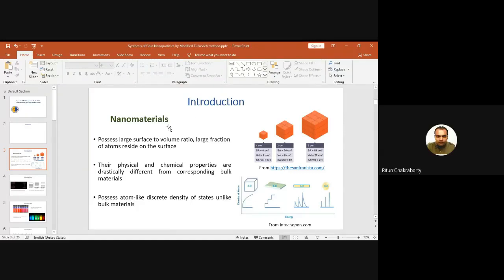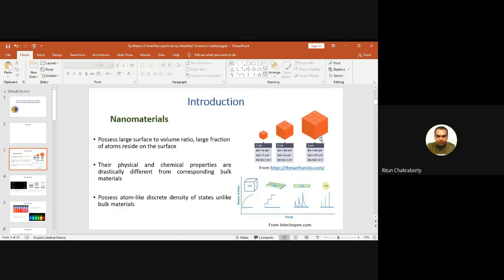Okay, so here we have nanomaterials, and here some characteristics are written, or why nanomaterials are important. So surface to volume ratio you have studied, right? Yes, sir. Here you see three cubes are there.